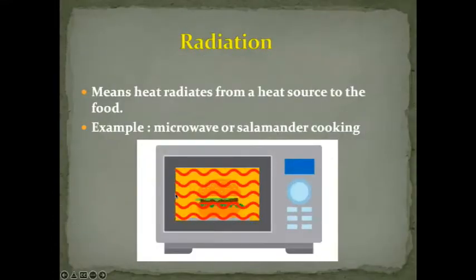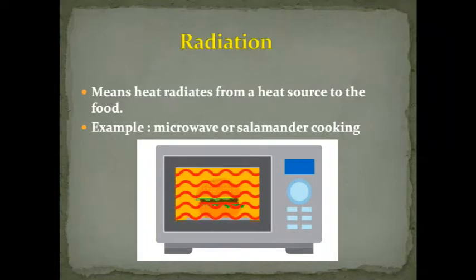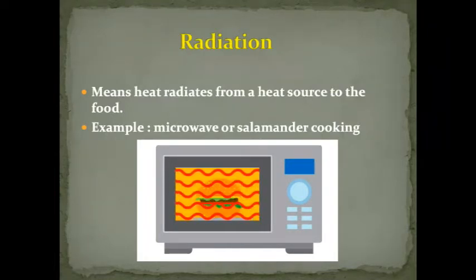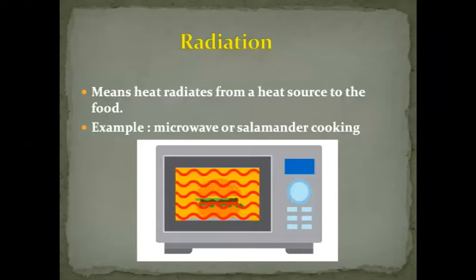Okay, then there is radiation. Radiation means when heat radiates from a heat source to the food. There is a heat source which is on top, or it can be on the bottom. When the heat radiates and the foodstuff is not touching the heat source, only the rays are radiating, they are either penetrating inside the food, or they are just touching the skin. दोनों तरीके से रेडिएशन होती है.